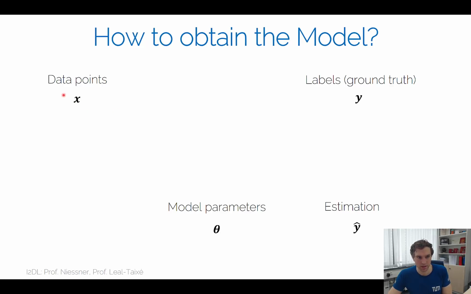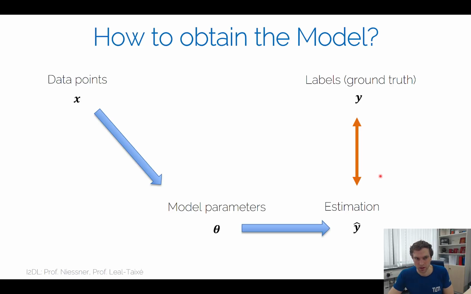These data points are being fed into a model. If it's a linear model, we just have x times theta, right? That's the easiest one. If you have logistic regression, we would do x times theta and then put it into a sigmoid. Based on that, we're going to get estimates, y hat, and we're comparing the y hats with the respective ground truth labels.